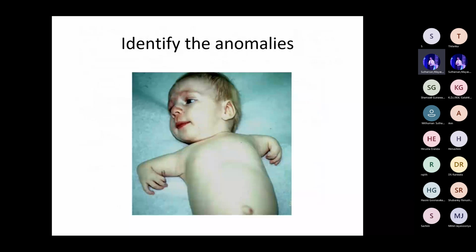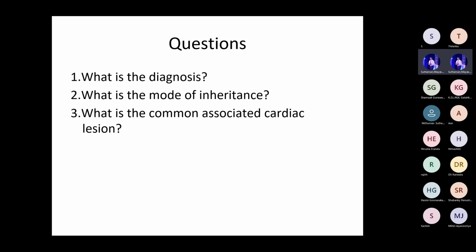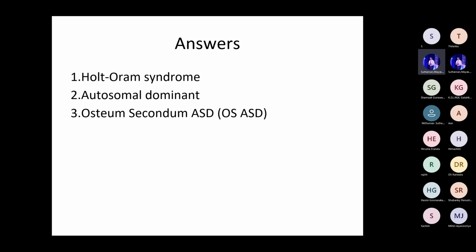Okay, this one. It's an ECG plus some other things. What can you see here? Obviously, I think everybody knows this. The forearm is hypoplastic. What is the diagnosis? What is the mode of inheritance? What is the common cardiac lesion associated? Autosomal dominant. Ostium secundum ASD is the common lesion associated. This is given, right? This can be given in your exam.